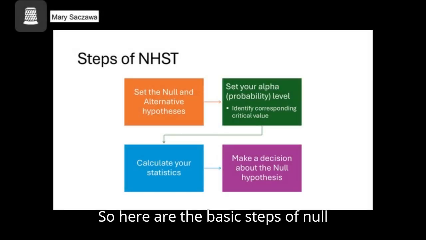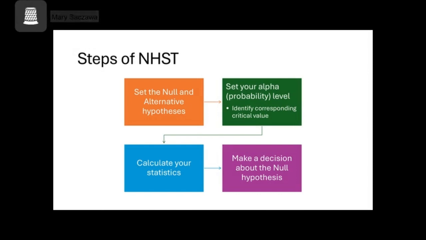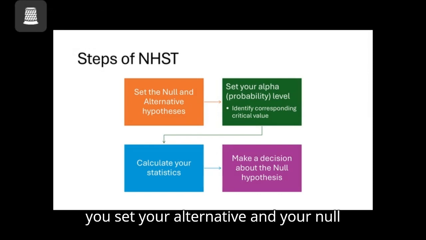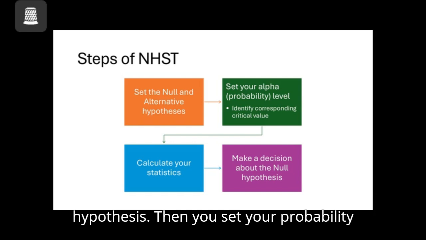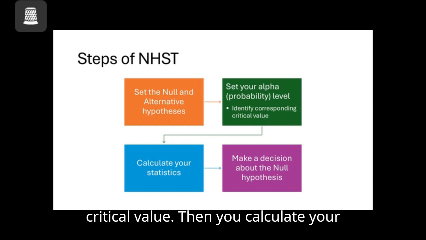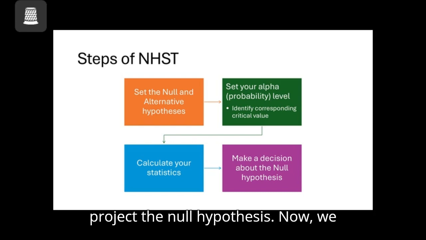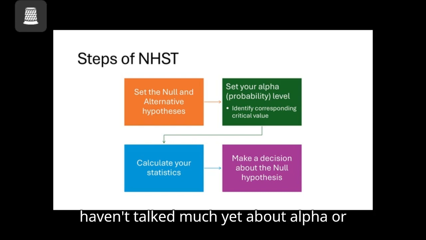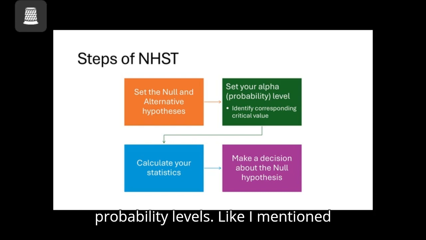So here are the basic steps of null hypothesis statistics testing. First, you set your alternative and your null hypotheses. Then you set your probability level and identify the corresponding critical value. Then you calculate your statistics, and then you make a decision about whether or not you're going to reject the null hypothesis. Now, we haven't talked much yet about alpha or probability levels.